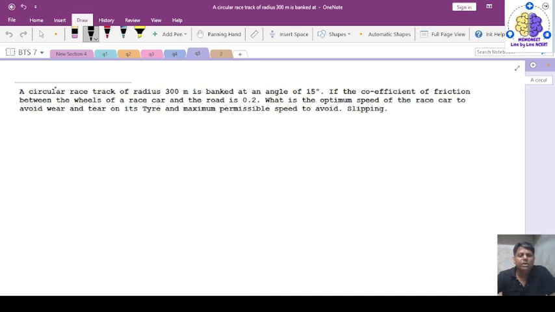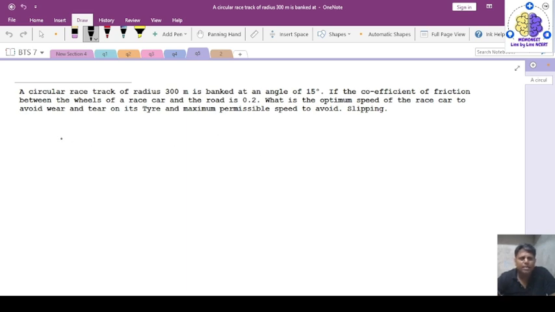It says a circular race track of radius 300 meters is banked at an angle of 15 degrees. Now, if the coefficient of friction between the wheel of the race car and the road is 0.2, what is the optimum speed of the race car to avoid wear and tear on its tires, and the maximum possible speed to avoid slipping?